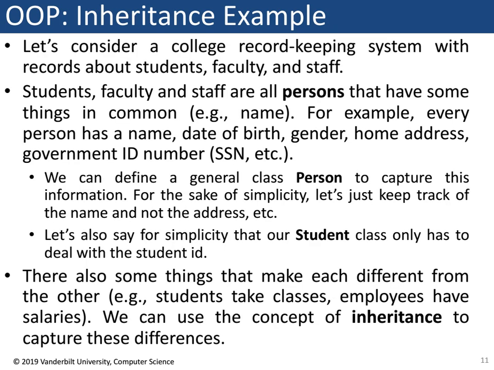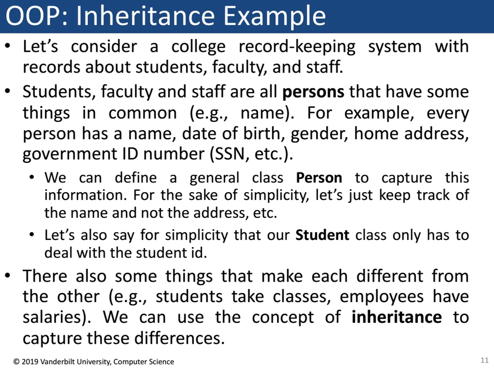So let's take another example. Consider a college record-keeping system with records regarding students, faculty, and staff. Students, faculty, and staff are all persons. So they have some things in common, right? Each one is going to have a name. They're going to have a date of birth, gender, home address, government ID, social security number, these various attributes.